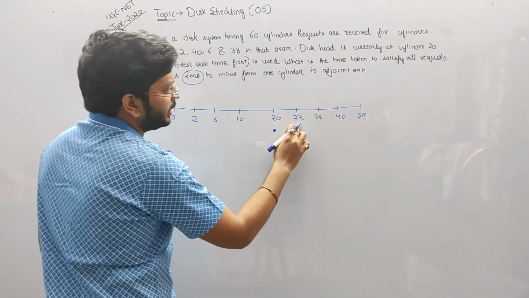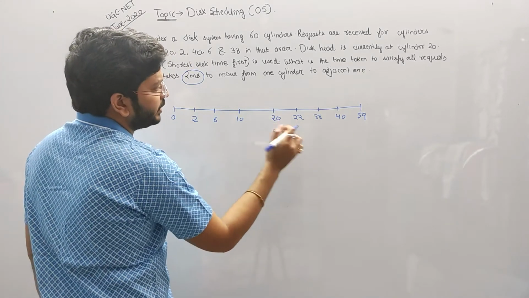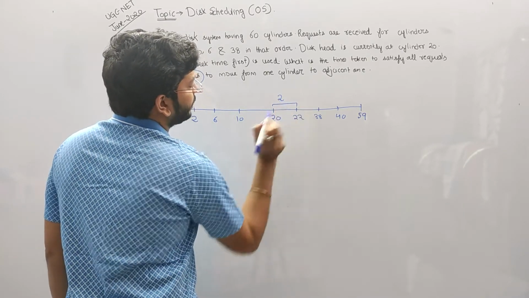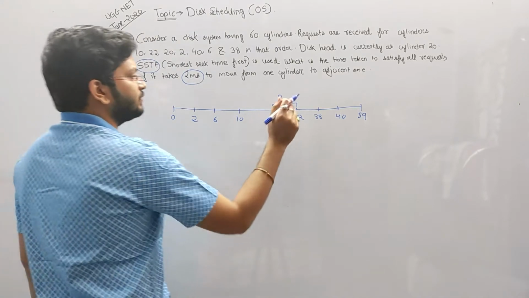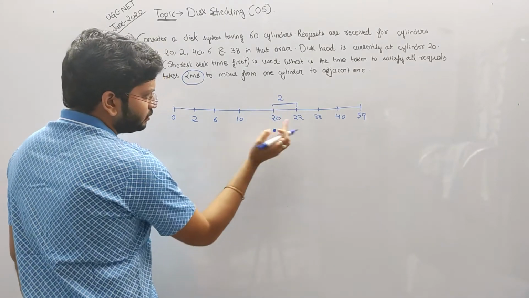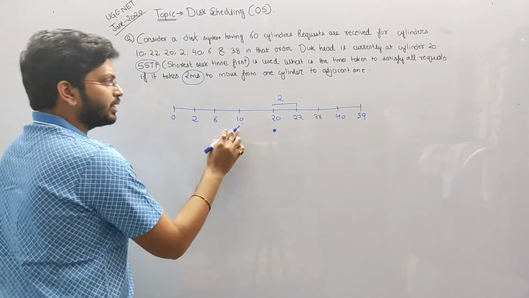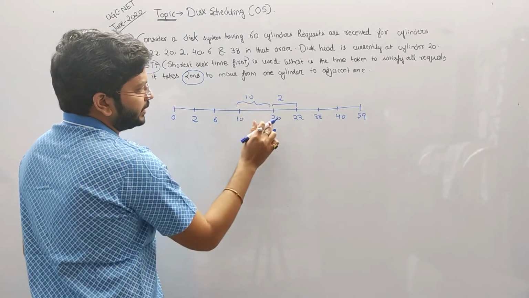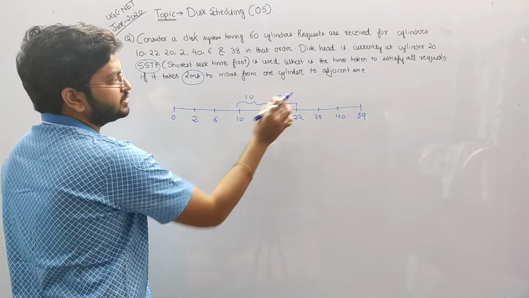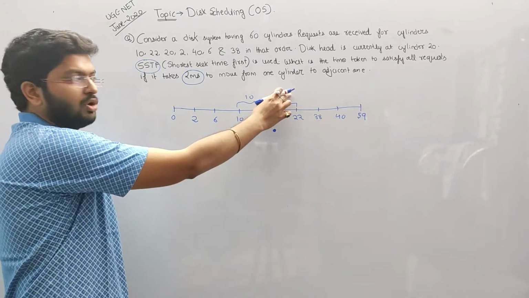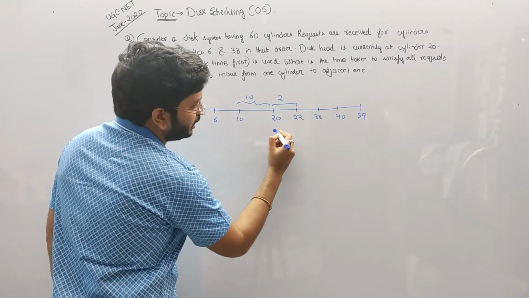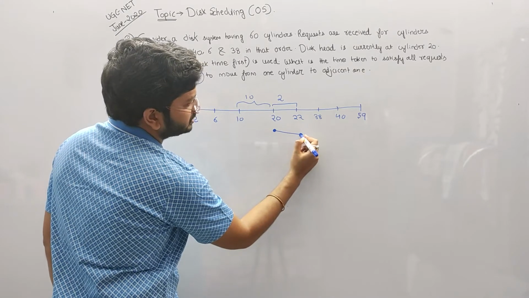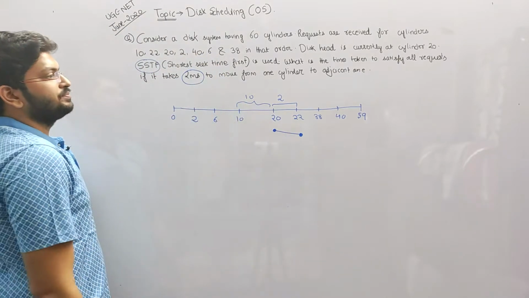So from 20 to 22, if I move, 22 minus 20 is 2. This difference is only 2. Okay, 2 is the difference. And if I move towards the left from 20 to 10, then this difference will be 10. 20 minus 10 is 10, but here the difference is 2. So this one is smaller, this one is lesser. So I will move here and fulfill this request. I am fulfilling the request as mentioned here.